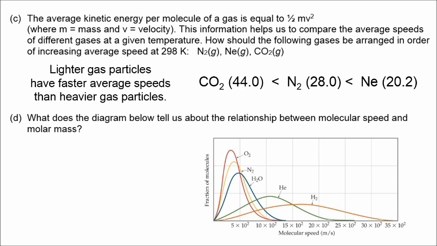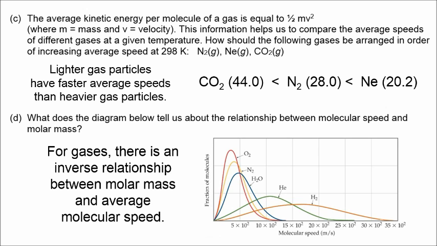Part D, what does the diagram tell us about the relationship between molecular speed and molar mass? Well, you can see that hydrogen has the fastest speed in this diagram, and oxygen has the slowest. Oxygen happens to be the heaviest gas in this list, and hydrogen is the lightest. So for gases, there is an inverse relationship between molar mass and average molecular speed. Lighter is faster, heavier is slower.